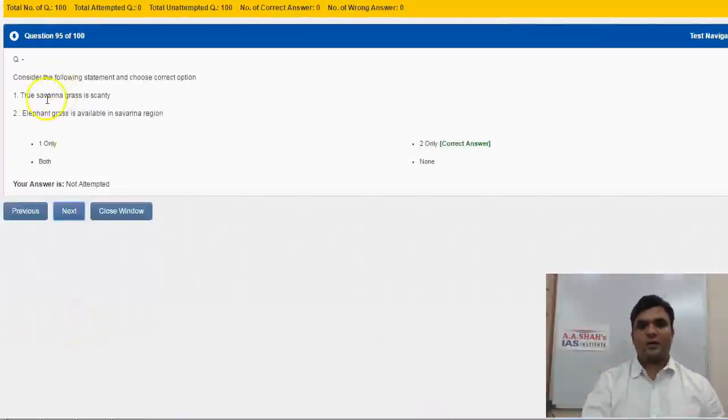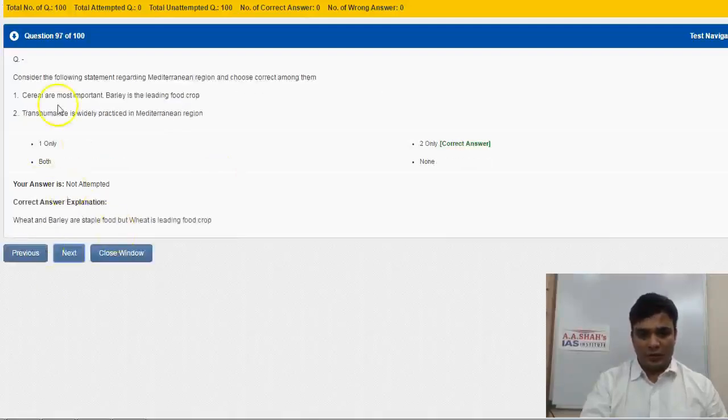The next question is about the savanna grass. It talks about elephant grass, whether it is available in the savanna region or not. Now this is given in your NCERTs and also your coaching material, so I don't think this is a question that needs a further discussion. I think you can skip the explanation of this question and move along.